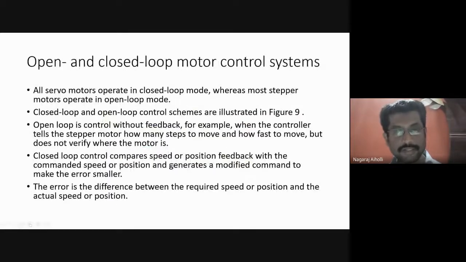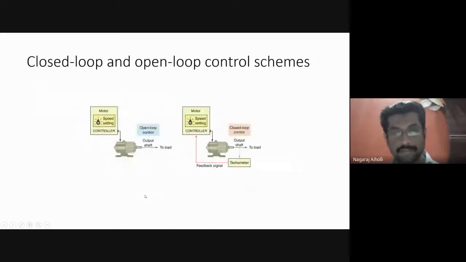Closed loop control compares speed or position feedback with the commanded speed or position and generates a modified command to make the error smaller. That's what I told students. It compares the feedback signal and the set point signal, which is already fed into the controller. So already in the controller here, the PLC, it has a particular set point value. This feedback signal is compared with the set point signal. The difference between the two is tried to be minimized. To try to minimize the difference between the two, that is the function of the controller in the servo motor.